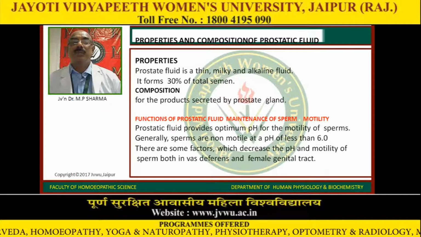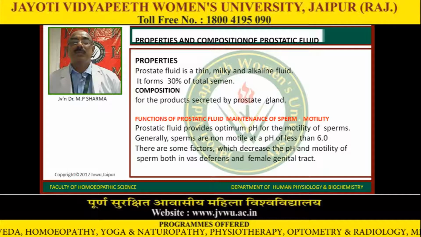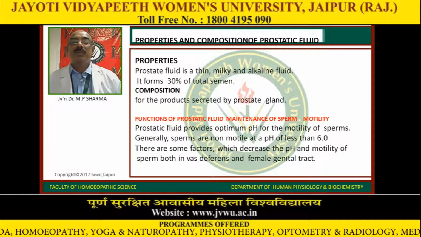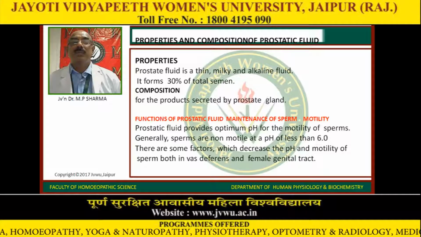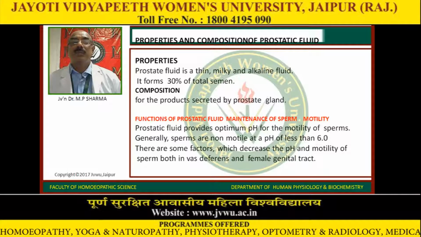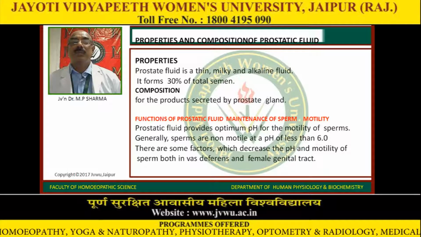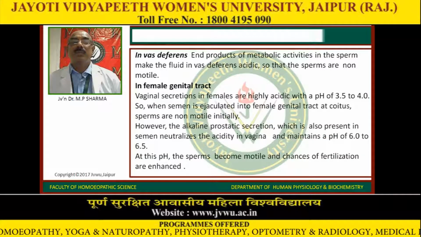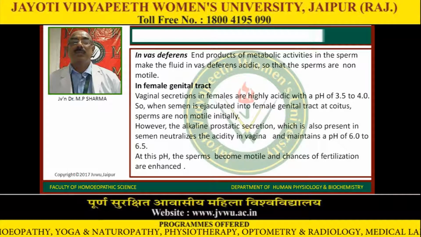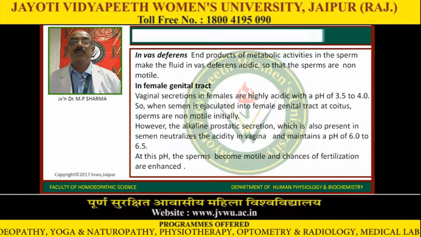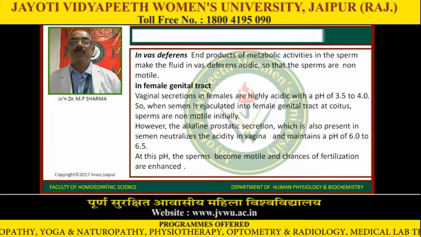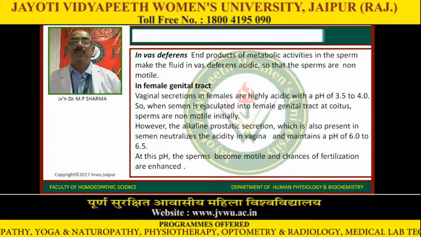Generally, sperms are non-motile at a pH of less than 6, and there are some factors which decrease the pH and motility of sperm both in vas deferens and female genital tract. In vas deferens, end products of metabolic activities in the sperm make the fluid acidic so that the sperm are non-motile.